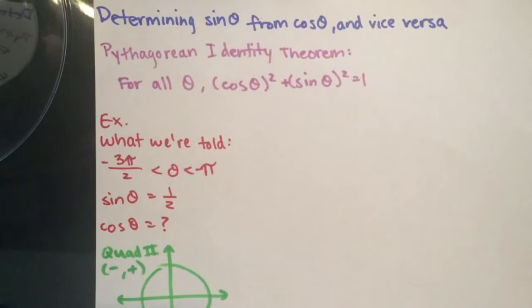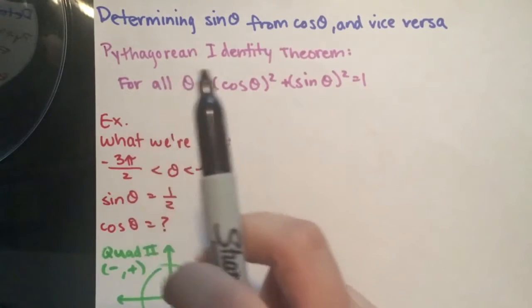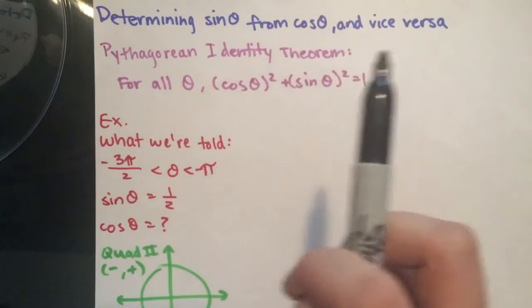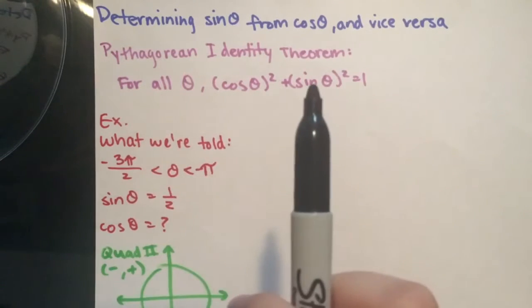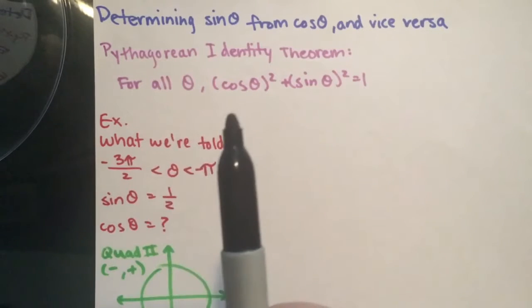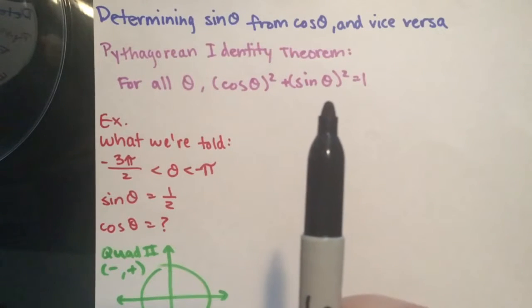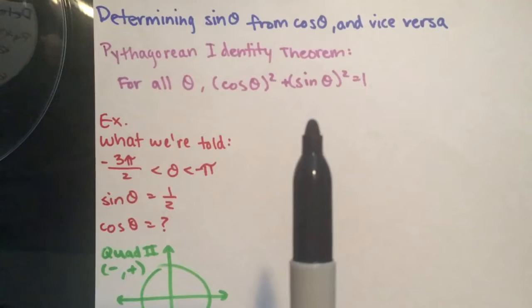For our second lesson in 10.5, we will be determining sine theta from cosine theta and vice versa. So first, we have the Pythagorean identity theorem, which states that for all theta, cosine theta squared plus sine theta squared equals 1. And so once we know one of these values, we can find the other.